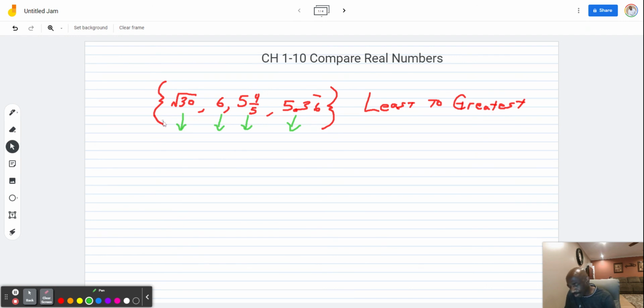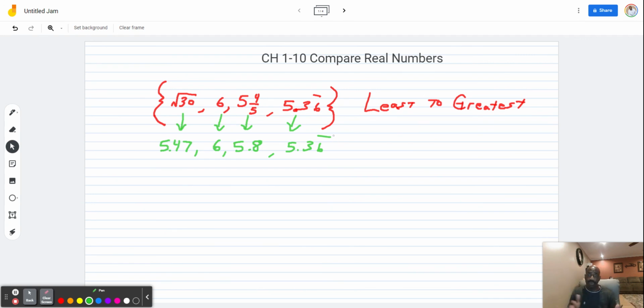So let's look at the square root of 30. You're going to need your calculator for this. The square root of 30 is going to be 5.47. Okay. This number will stay a 6. This number will be a 5.8 when you convert the 4/5 to a decimal. And this is 5.36. And that's still repeating. They're all decimals now, right?